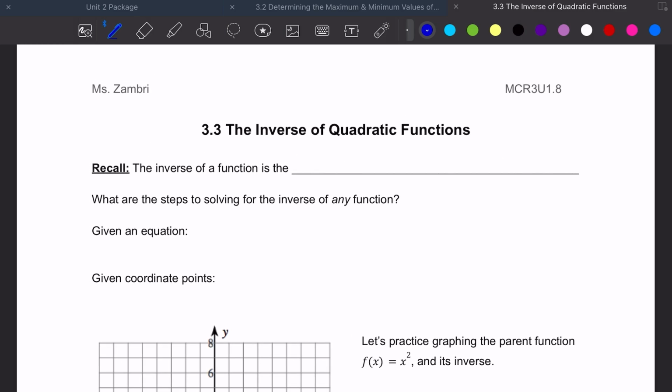What did we say it was? It's the opposite. Undoes what the original function does. Or we said it's a special reflection in what? Close. Reflection in y equals x. That diagonal line. Basically like a line with slope 1 going through the origin.